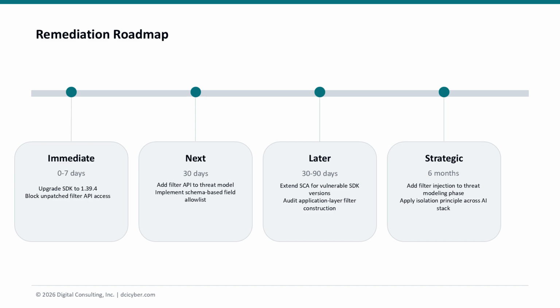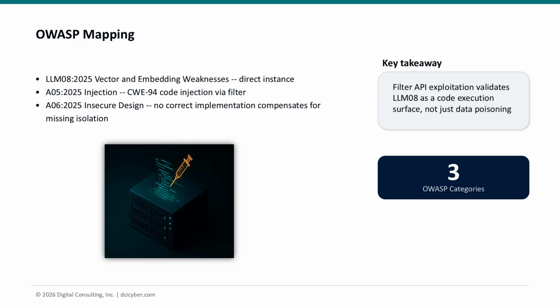Strategic for all organizations on a longer horizon. Add filter and query interface injection review as a mandatory step in your threat modeling phase for every AI agent framework component. The question to ask at design time: does this component accept caller-supplied strings and resolve them through the host language's object model? If yes, this CVE maps to 3 OWASP categories, and each mapping carries a distinct implication.